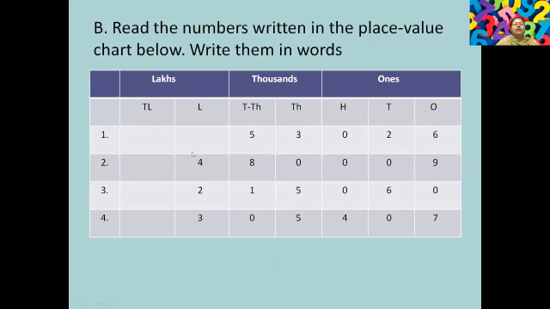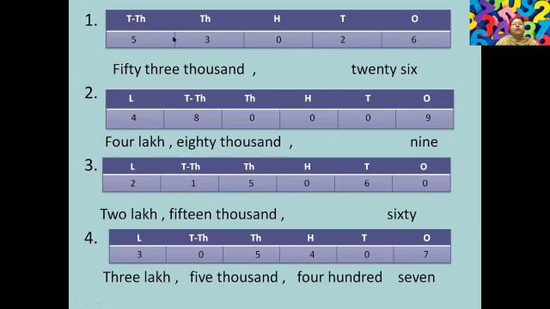Now here, B question, read the numbers written in the place value chart below. Write them in words. You have to write them in words. So this is the first, second, third, fourth question. I've written them separately so that it becomes easier for you. So let's go to the first question. Now, here again, the most important thing which you have to do is you have to write down ones, tens, hundreds, thousand, 10,000. Now, in your copy, you already have squares. So you're going to write down each letter in each square and each digit in each square so that you don't make any mistakes.